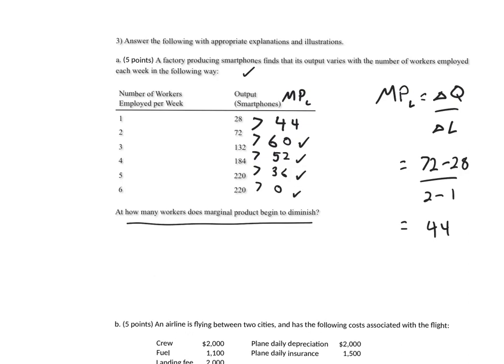So as we can see, we've got initially increasing marginal productivity, and then it starts to decrease at the fourth unit. You could say between the third and fourth unit of labor, but we'll say at the fourth unit, because after you've produced the third, you produce the fourth, and then it starts to decrease.